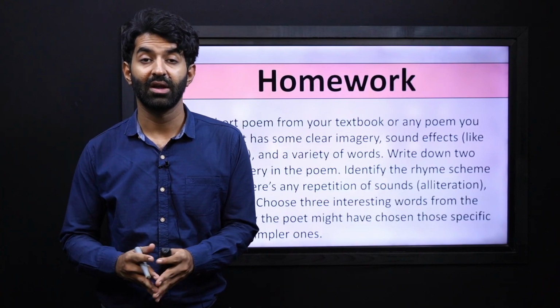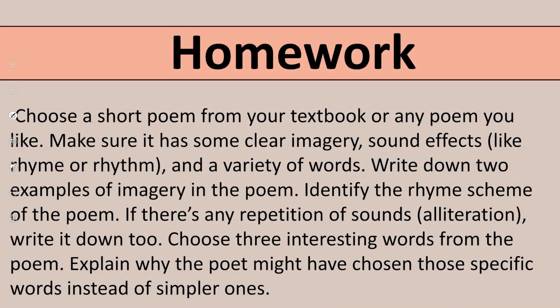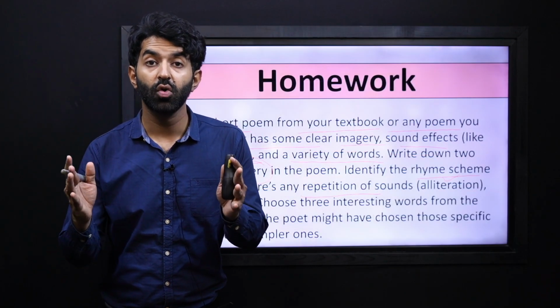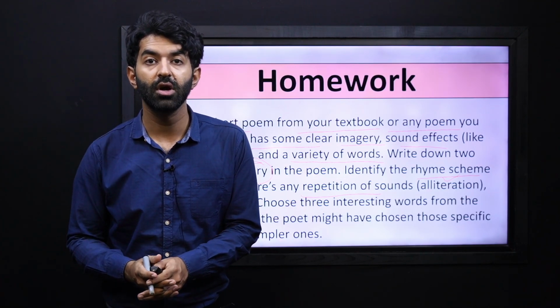Students, you can watch this simulation link to understand all about these literary techniques better, and for your homework, you have to choose a short poem from your textbook or any poem that you like. Make sure it has some clear imagery, sound effects, like a rhyme or a rhythm, and a variety of words. You have to write down 2 examples of imagery, identify the rhyme scheme, write it down. If there's any repetition of sounds, alliteration, you can write them down as well, and choose the words that are very interesting. So literally, you are applying those literary techniques that we have learned in another poem.